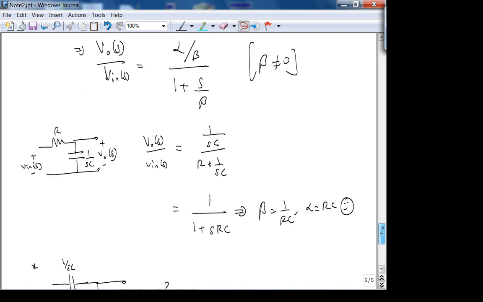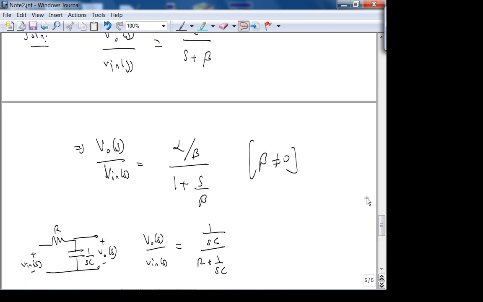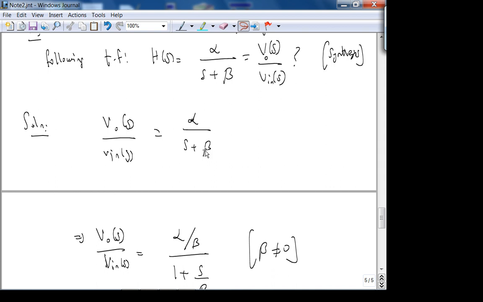Now, what if beta is equal to zero? That's stupid, right? It's trivial. It's not stupid, sorry. It's alpha over S, correct? What kind of a circuit gives me alpha over S? What kind of operation is 1 over S in the time domain? Huh? Laplace transform of U of T is 1 over S, but that is not a transfer function.